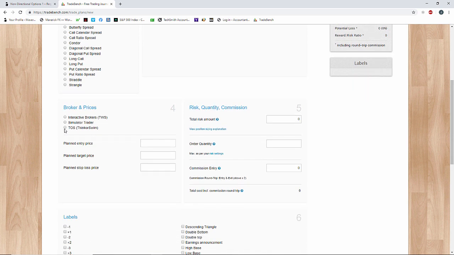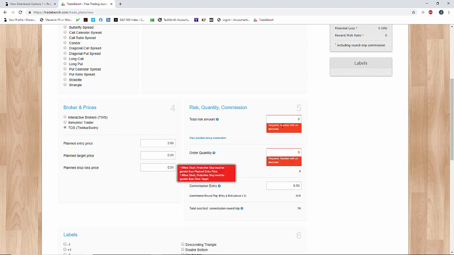The next thing we need to do is jump on our platform. Our planned entry price is a credit of $2.60. Our planned target price is 0.01 because we want that to go to max loss. And we have no stop, 0.01. So let's see if this will accept this for now. Hopefully it will. Oh, that's good.